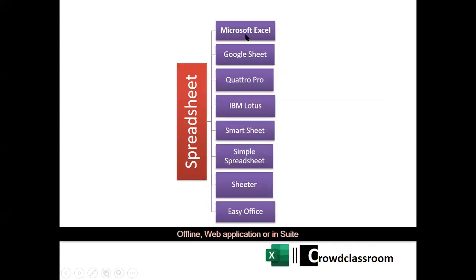So we have types of spreadsheets. We have the Microsoft Excel, the Google Sheet, the Corel Quattro Pro, the IBM Lotus, and a whole lot of them. But what you should note is that some of them are offline applications, some are web applications, and some are embedded in suites. But the ones that most people are more familiar with are the Microsoft Excel and the Google Sheet, while in some other places they use other types of spreadsheet. Everything is still spreadsheet. They do almost the same thing, but maybe some basic features or some advanced features might just be a little bit different.